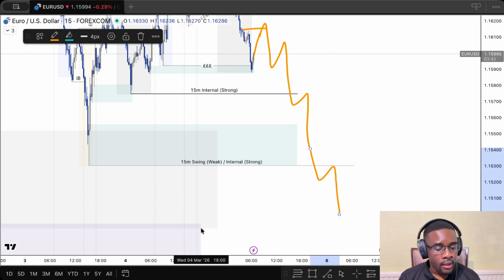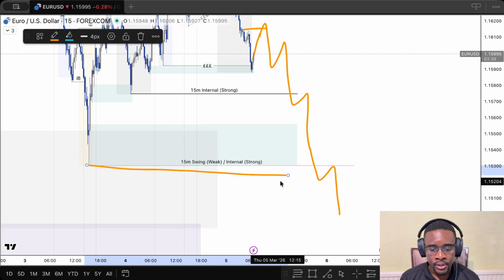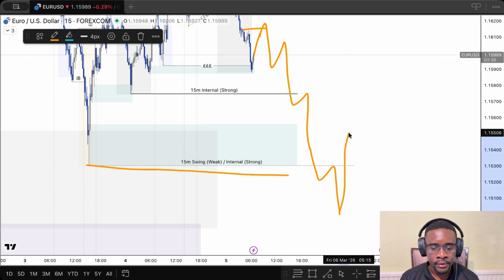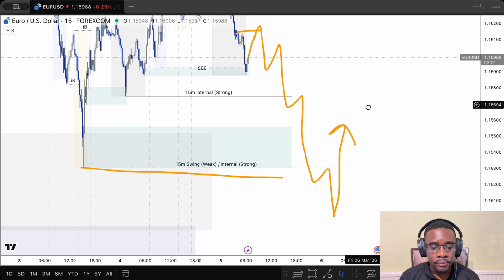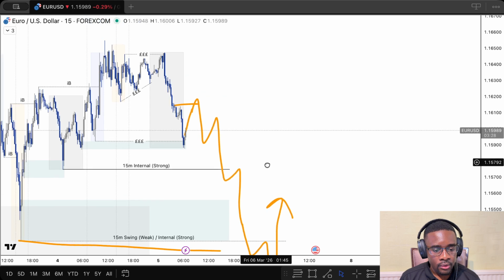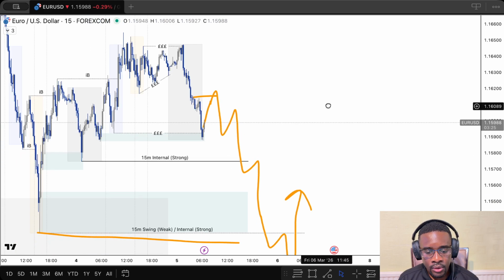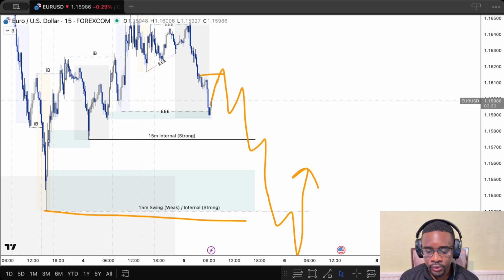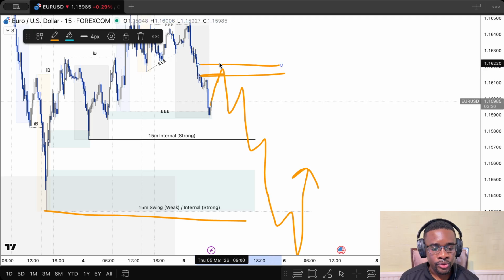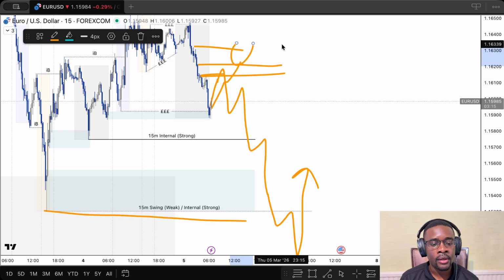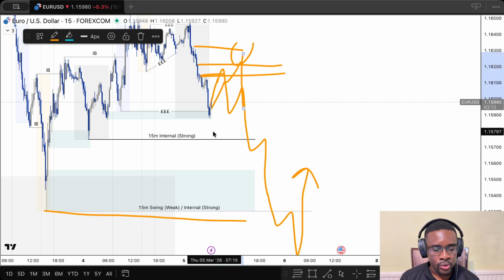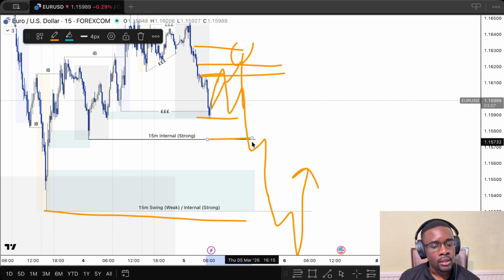Okay, then maybe if it takes out these areas, then I might look for a quick bullish reaction again. All right, so in the meantime, if this is a possibility, I could look for shorts within this area. That's if price starts by coming up here. Then I could look for shorts, maybe just targeting that or that, understanding that we're following the swing trend.